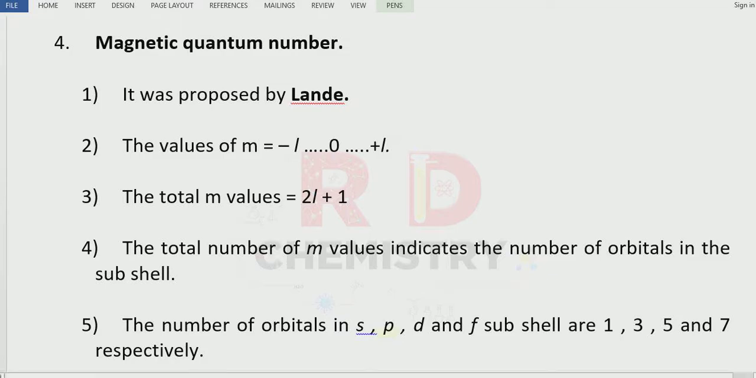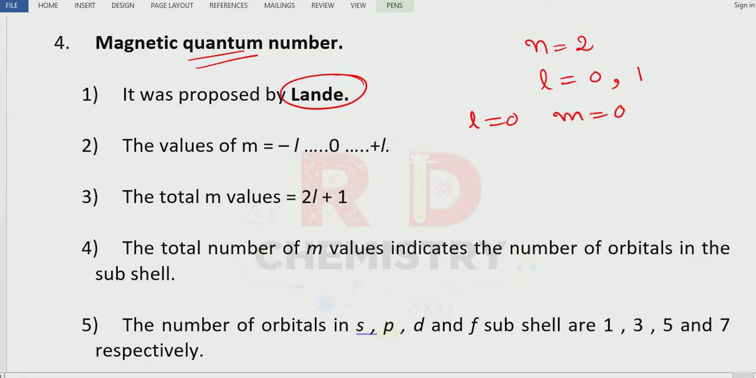Next one, magnetic quantum number proposed by Landé, and the values of m are from minus L to plus L including 0. For example, I have n is equal to 2. L is equal to 0 up to 1, right? 0 and 1. Two values are there. Now when L is equal to 0, m is always equal to 0. When L is equal to 1, m value starts from 0, then plus or minus 1, which means 0, minus 1 and plus 1. Three values are there.